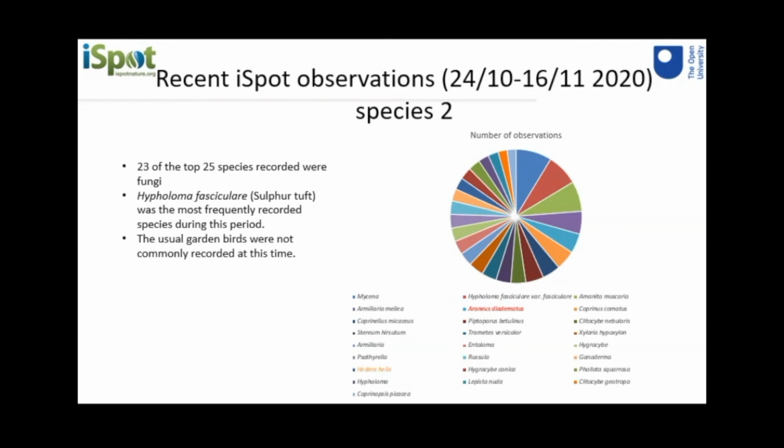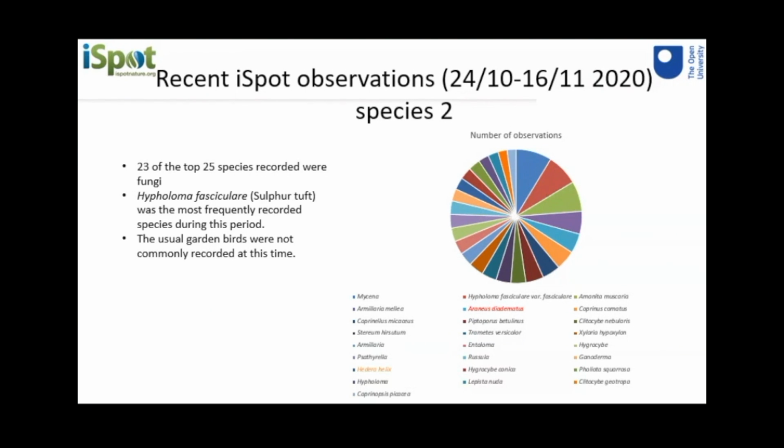So this next one shows the top 25 species, and 23 of the 25 are actually fungi. Again, not particularly surprising at this time of year, but if you look at the actual species, well, I don't think you can see them on the screen, but the top species are things like sulfur tuft, Armillaria mellea, honey fungus. So they always turn out to be the top species found at this time of year.